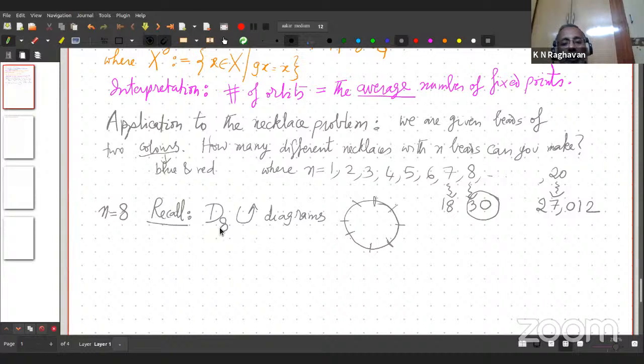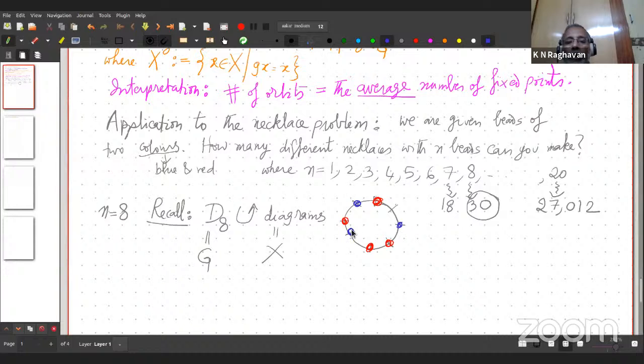So this is my G. This is going to be my X. Okay. And how is it going to act? Well, we have seen this also. So let me draw a particular one. Let's say I put a red bead here, red bead here. This is just arbitrary. And blue beads at the remaining places. So this is an example of a diagram.